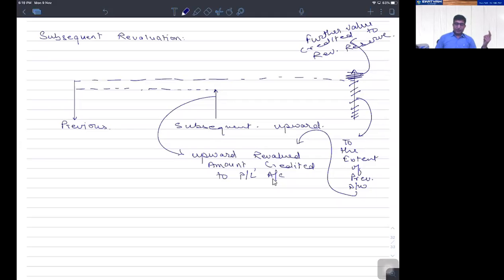Did you observe it? When we did the previous upward revaluation and after that we do a downward revaluation, it is the exact opposite of the previous lecture. If we are doing a downward revaluation, then to the extent of the previous upward revaluation we debit it to the revaluation reserve account. But if it is more than that, then to the extent of the previous revaluation we debit it to the revaluation reserve, and the excess amount we debit to the P&L account. Here we are doing the exact opposite because we have already debited the P&L account. Am I right? Did you understand this point?